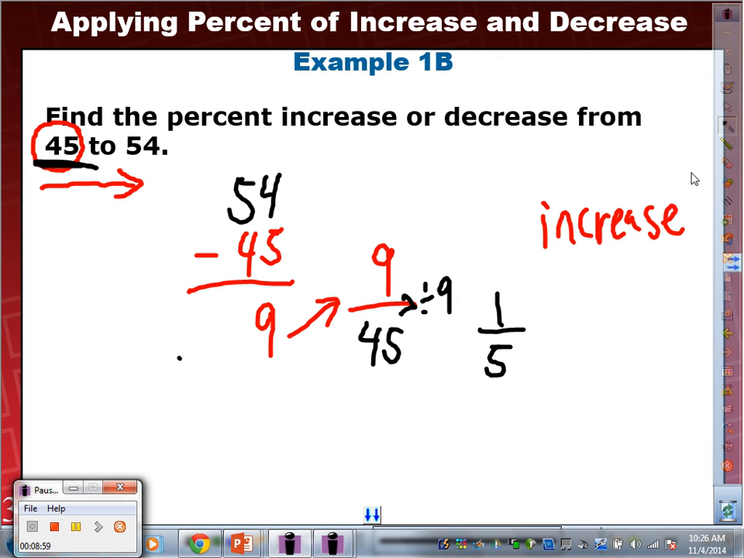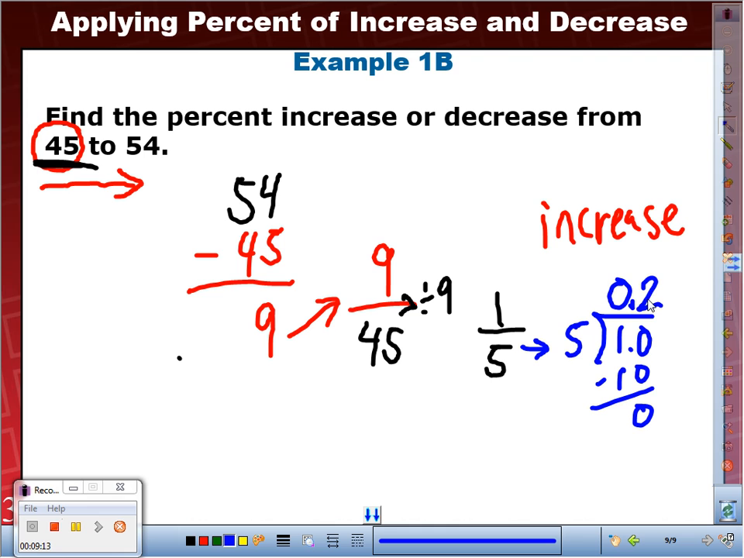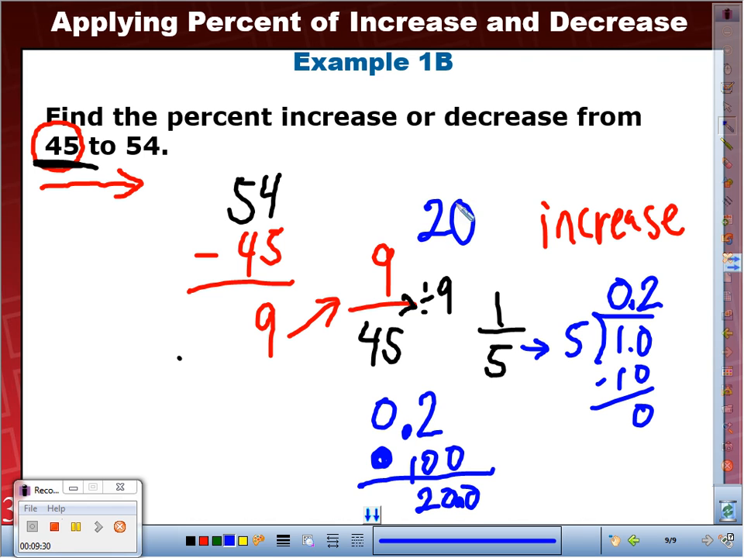So, at this point, I said we do the division. This becomes 1 divided by 5. Does it fit in there? No. Add a 0. Fits in there twice. That's 10, and we're done. So then, how do we change that to a percent? We multiply times 100. Remember that? 0, 0, 2. How many decimal places? 1. So this is 20%. And it's a 20% what? Increase. Everybody got it? Let's do another one.